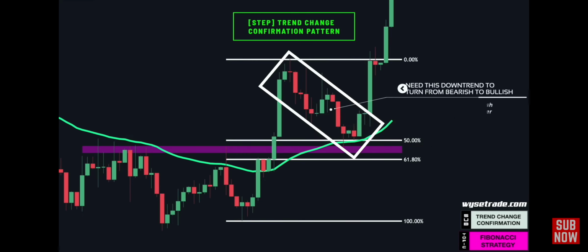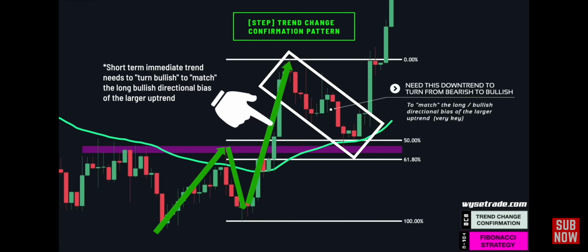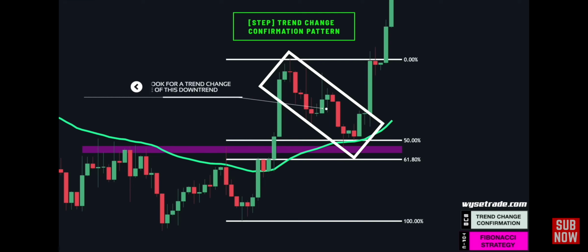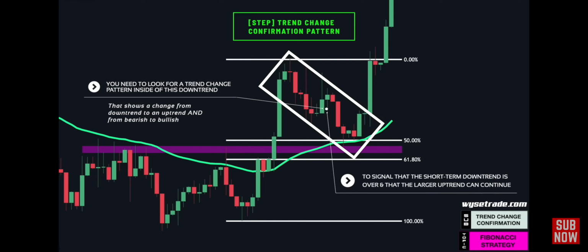You need this short-term downtrend to turn from bearish to bullish so that this short-term trend matches the direction of the big picture trend. Now to do this, you need to look for a trend change pattern inside of this downtrend that shows a change from a downtrend to an uptrend or from bearish to bullish. Or to be more specific, to signal that the short-term downtrend is over and that the larger uptrend can continue. Or to be even more specific, to confirm that enough buyers actually stepped in at the area of confluence.